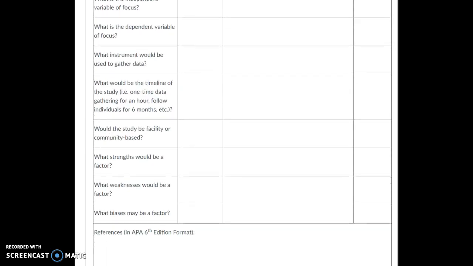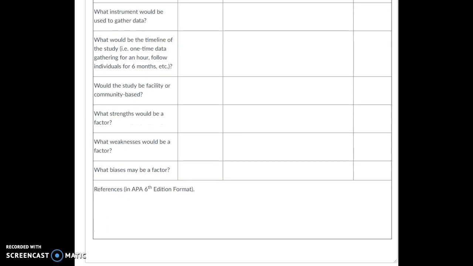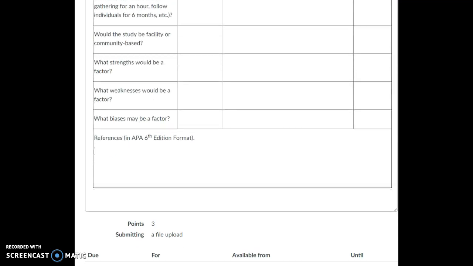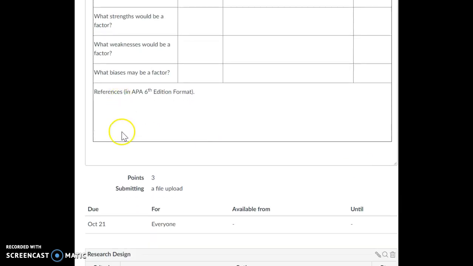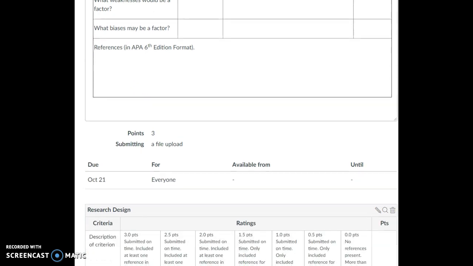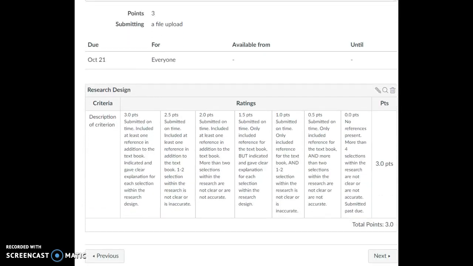You're going to be creating a fictitious study, but it does need to be logical. It needs to make sense that it could actually be a thing. Then you can put your references here. Remember, reference lists go in alphabetical order, and it's a really good practice to continue to do that. It's worth 3% of your grade, and there's the rubric down there at the bottom.